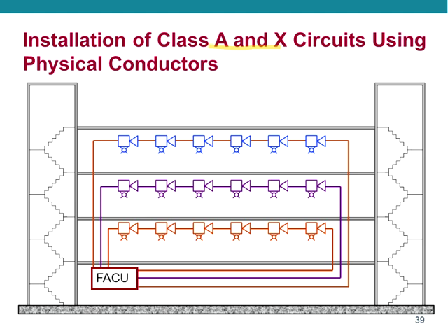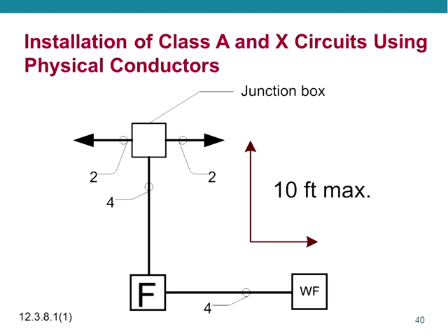Again, we require this separation of outgoing and return for Class A and X. So whenever we have those two types of circuits, the outgoing and the return must be routed separately. Now, there are three exceptions to this rule. The first one is that I can run up to 10 feet in cable, conduit, raceway, or something else. Up to 10 feet. Now, 10 feet is not a great distance, and you'd be likely to have only one or two devices or appliances on that 10 feet of conductor.